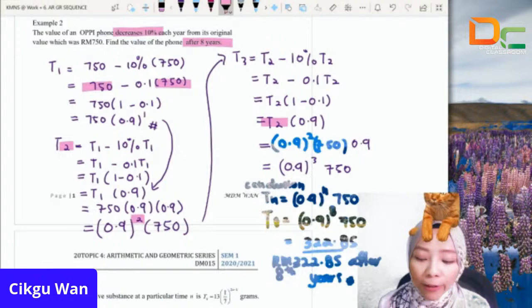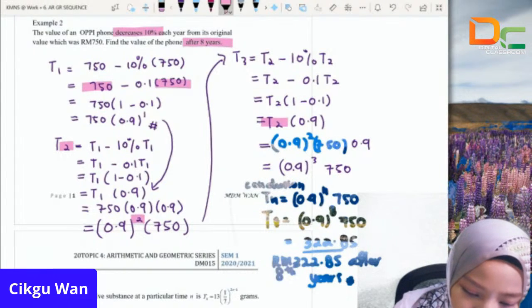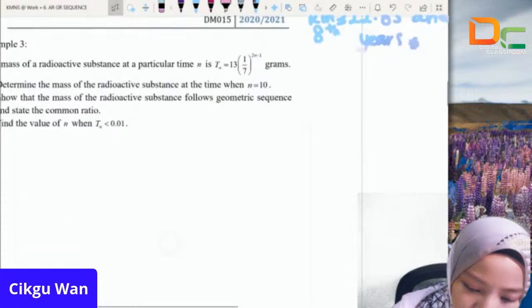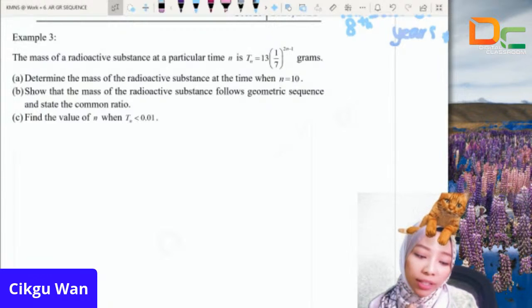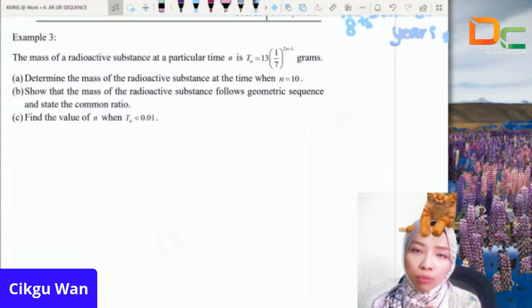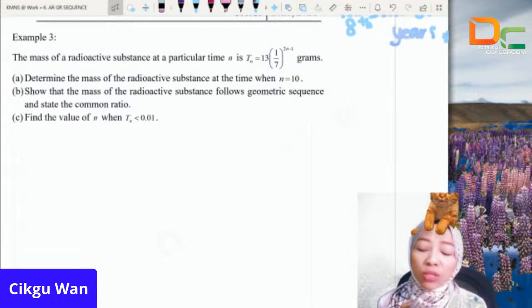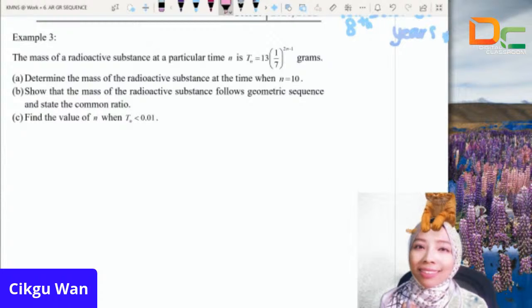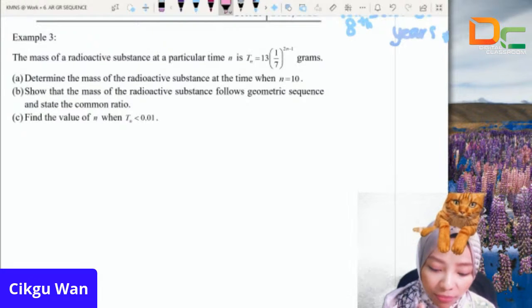Okay, so I'll continue with the next example. Example 3. Okay, I really love this question. Why I decided to choose this question to discuss with you tonight, because especially the question to prove that it follows the geometric sequence. Okay, never mind, we'll do it one by one.